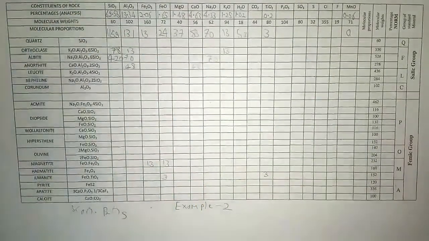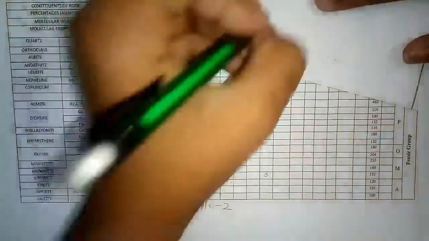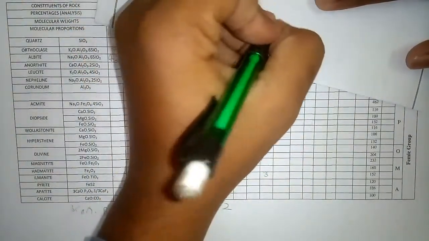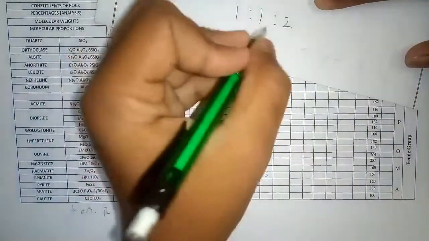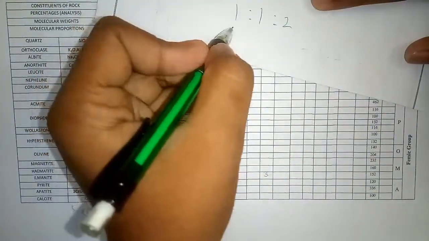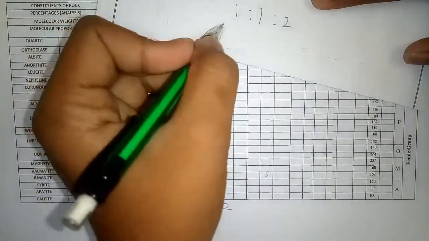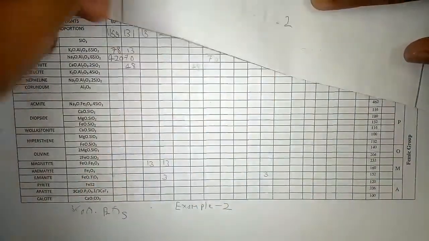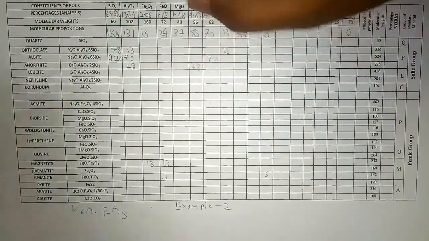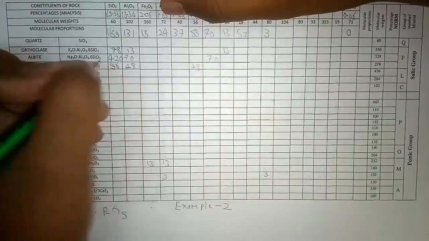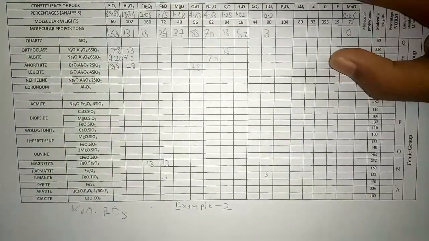Because here you can see the ratio is 1 to 1 to 2: 1 CaO, 1 Al2O3 and 2 SiO2. So it's 1 to 2. If we have to take 1 CaO, we have to take 1 Al2O3 and 2 SiO2. So 48, and here it will be 96, right? So now we have CaO left, right?